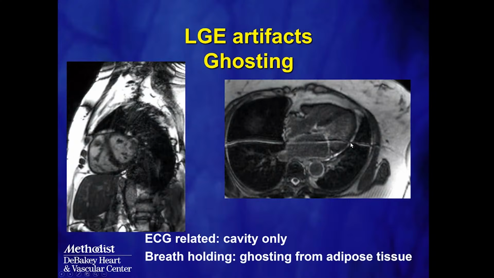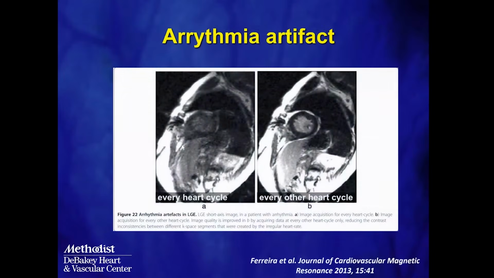Also, look at the ghosting artifacts that can introduce a false positive late gadolinium enhancement. So you got one artifact over here, you got another ghost artifact over here. And usually whenever they are related to the ECG, they'll only affect the cavity. But whenever you have ghosting from the adipose tissue, this is typically in people who are not able to hold their breath. So here, when it's related to the cavity, it's most likely that you have an arrhythmia issue. And here, when it's arising from the adipose tissue, it's typically a ghosting artifact because of poor breath hold.